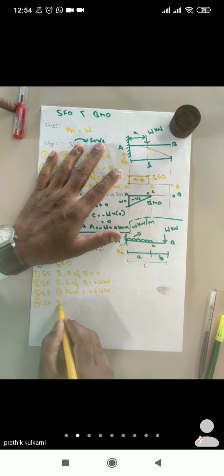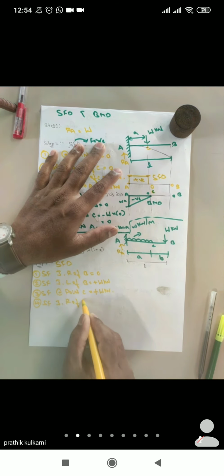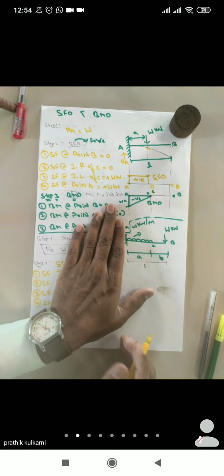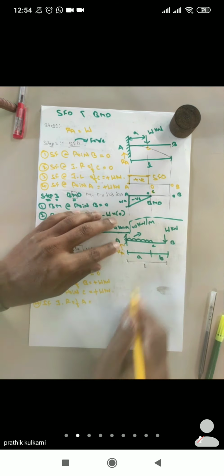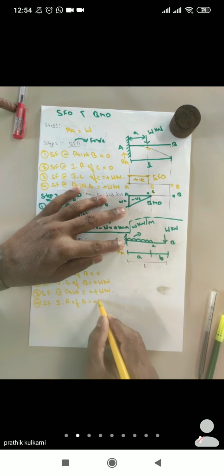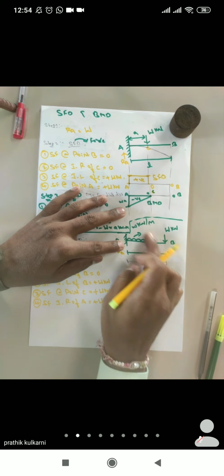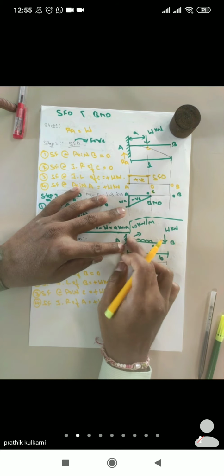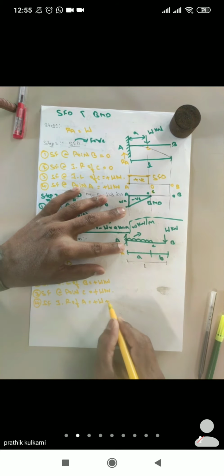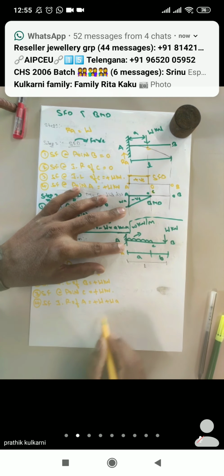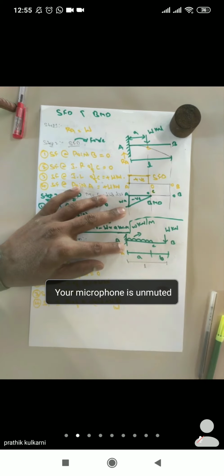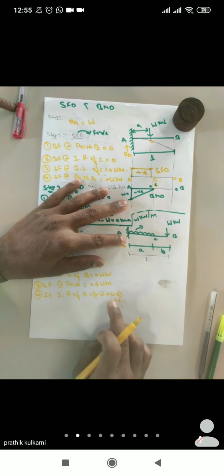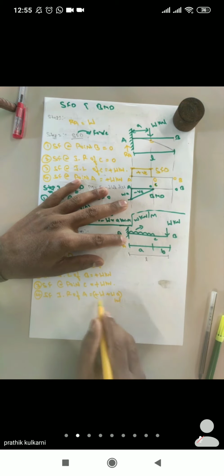So shear force just right of A: we have a point load and a UDL. Due to this point load, I can take it as plus W, and due to this UDL we have plus W into A. So the total loading in kilonewton is W plus WA. This is at your right.